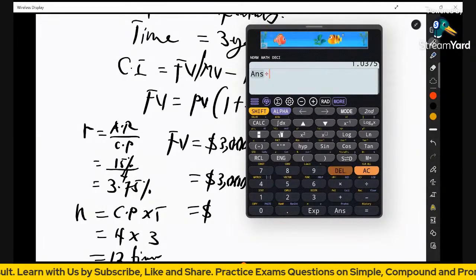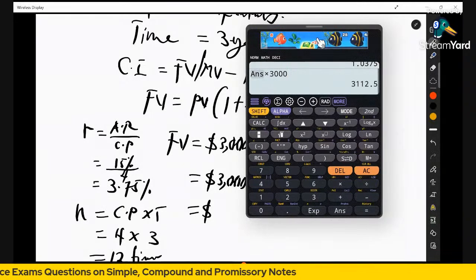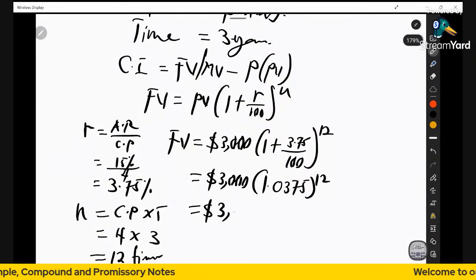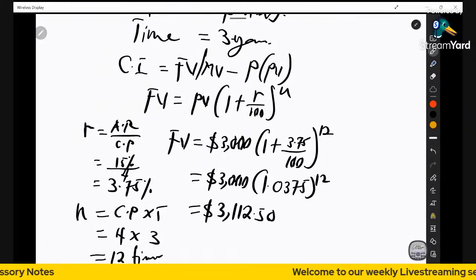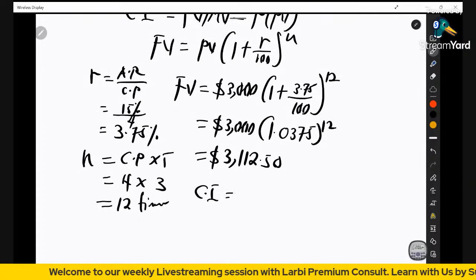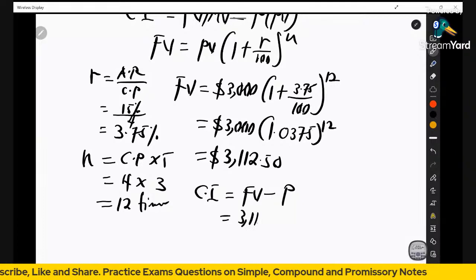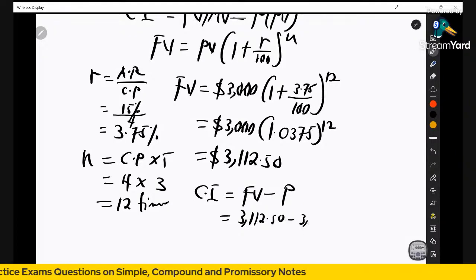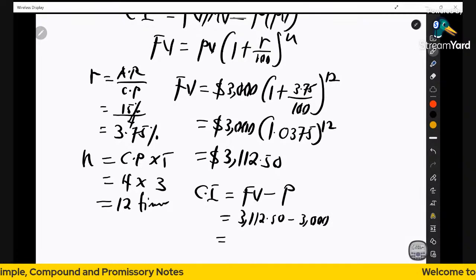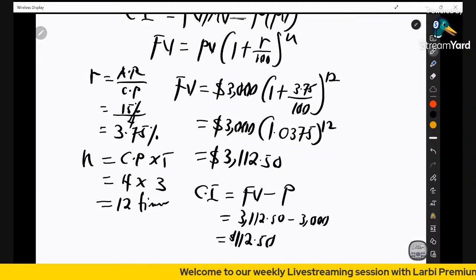So once I'm able to get that, then I can say that my future value is going to be multiplying 3000. And we are getting 3112.50, right? So once we get it, it's going to be our future value. Therefore, our compound interest should be equal to the future value minus the principal. You can clearly see that the compound interest was 112.50. So here we have 3112.50 minus 3000. So therefore, our compound interest is going to be 112.50.